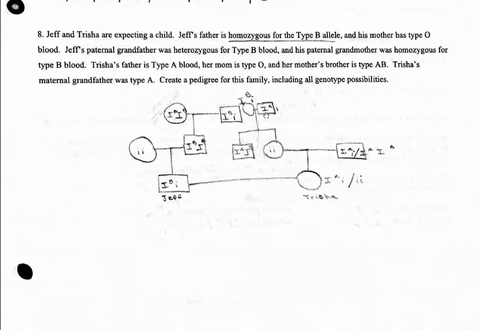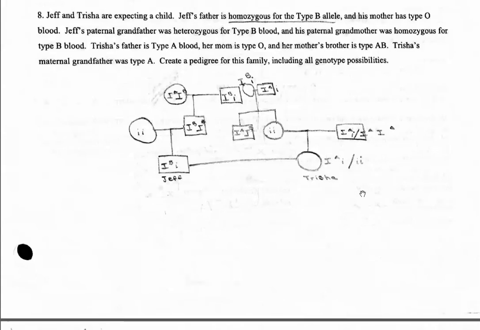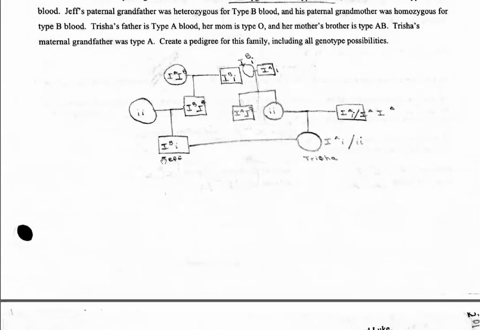Her maternal grandfather, right? So her mom's dad was type A. So since she's O, her grandfather has to be big IA, little I. Since this one's IB, he has to be IB, little I. So that helps us there. However, for Trish's father, we're still not sure, and therefore we're not sure what her genotype is because it doesn't actually say. So she could be big IA, little I, or little I, little I. So all the different possibilities for their kids. Their kid could be. Sorry, hold on 1 second.